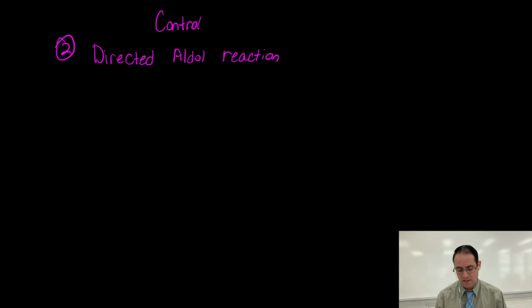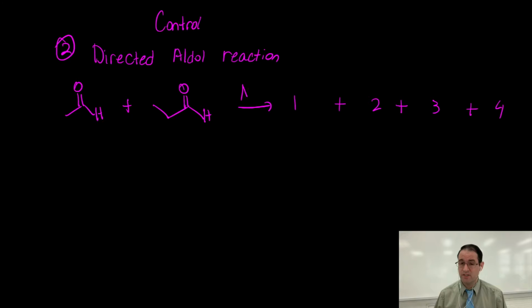A second way to control the reaction is to use what we call a directed aldol reaction. And we can do this with aldehydes or ketones, but let's just show this. So let's say I want to do this reaction between these two. And I want to selectively get just one of those four possible products. So we could form products 1 through 4 if we just use sodium hydroxide. And this was illustrated in that figure in the very first slide of this lecture. So, LDA is used as a directing agent.